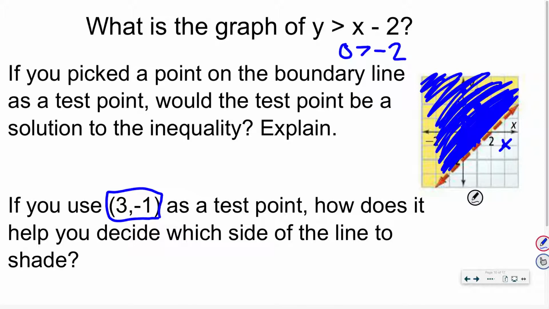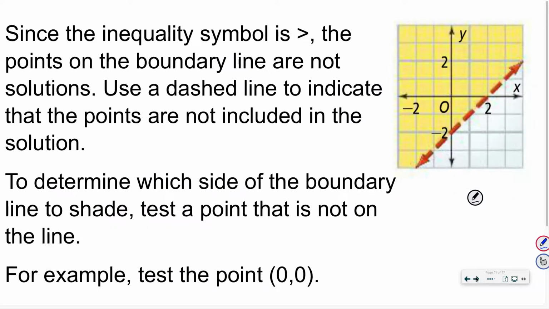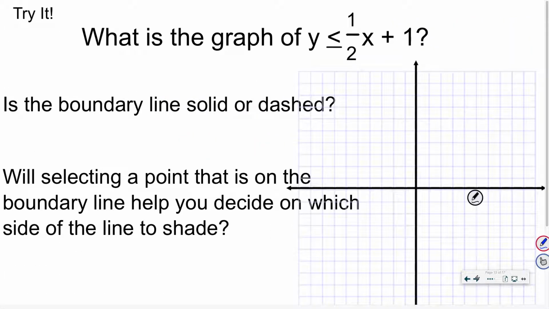We're going to do a whole example and we're going to put everything together. Okay. So now I'm going to go here. So let's try this one. Okay, let's start with y is less than or equal to 1/2 x plus 1.